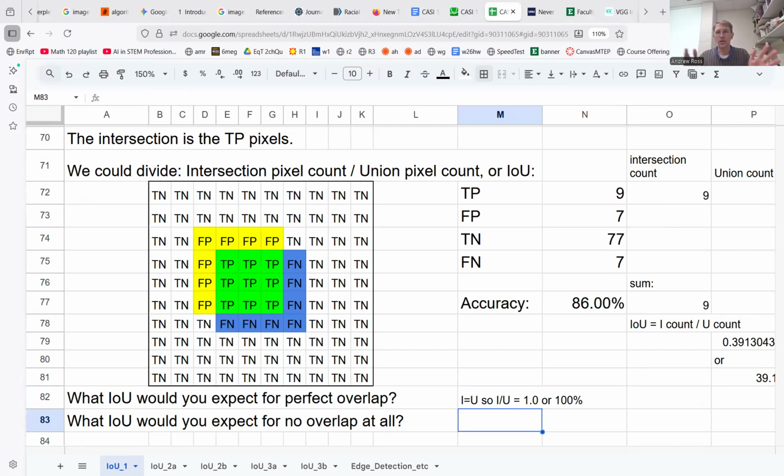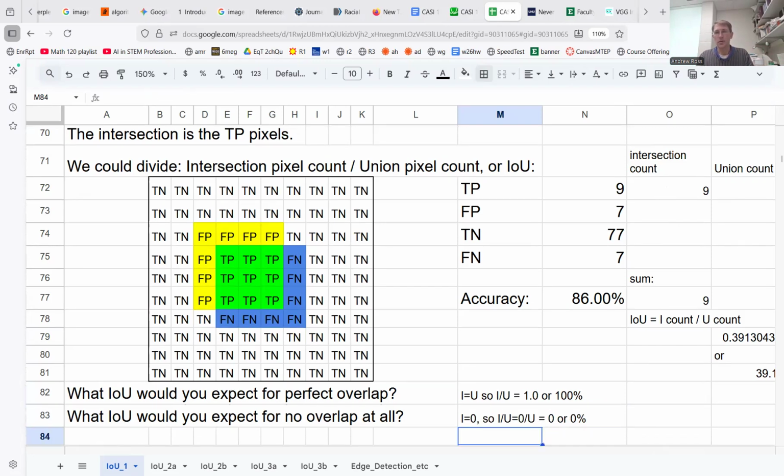What would you expect for no overlap at all? We'd have intersection equals 0. So I over U would be 0 over whatever the union is, or 0, or 0%. So IOU should be between 0% and 100%, and we want it to be near 100%.